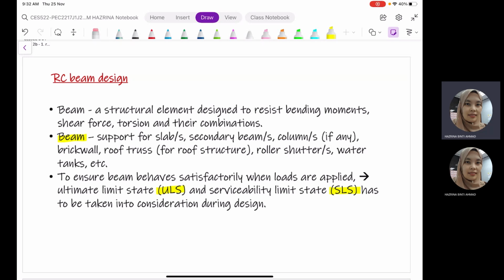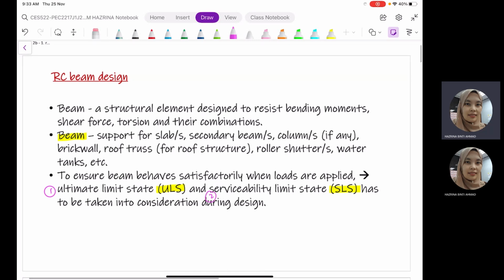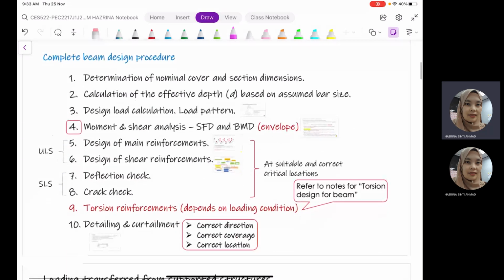So we will start with the calculation of the main reinforcement, which is under ultimate limit state, and then we are going to check our design under serviceability limit state. It goes the same way for the beam design as well. If you look here, these are the complete beam design procedure. These are actually similar to what I have already briefed you before when we went through the analysis of sections of structural element.